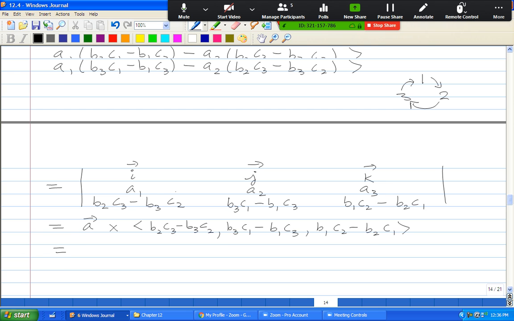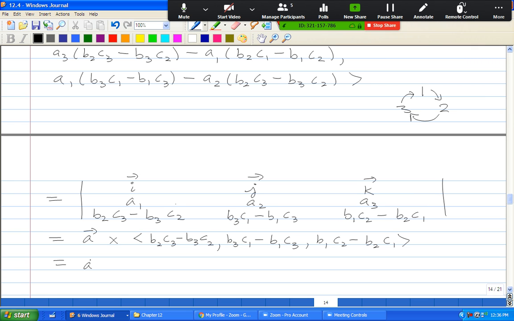But if I look at that, 2, 3. So that's B2C3 minus B3C2. Go to the second one, that's 3, 1. So it's B3C1 minus B1C3. And then go to the third one, so it's 1, 2. B1C2 minus B2C1. So this is just B cross C.